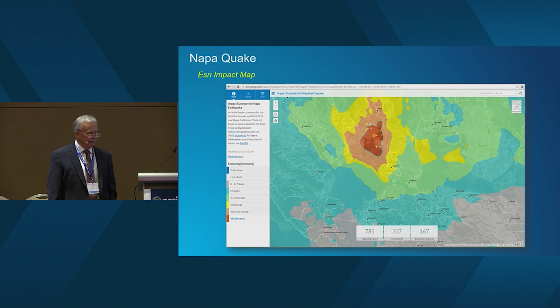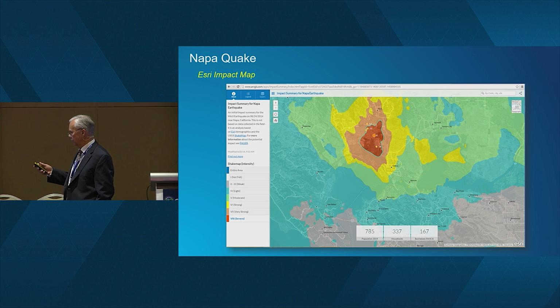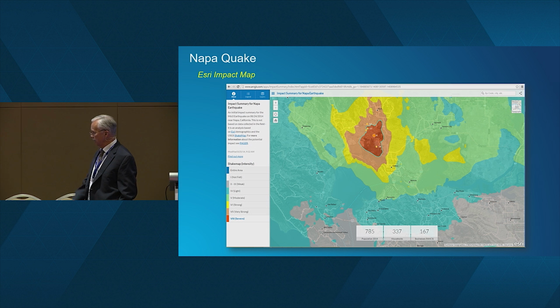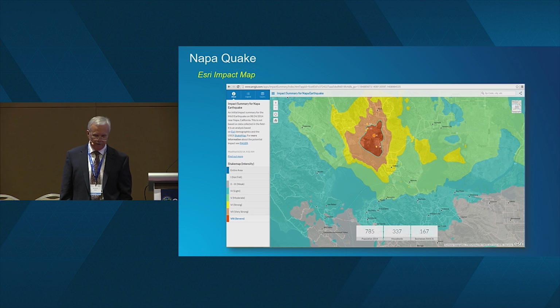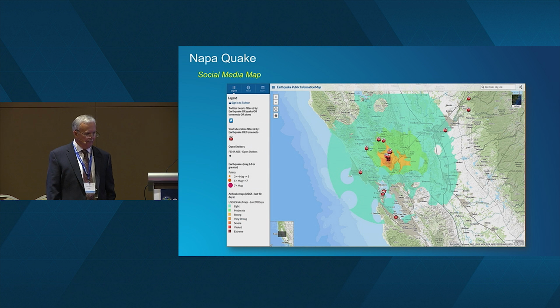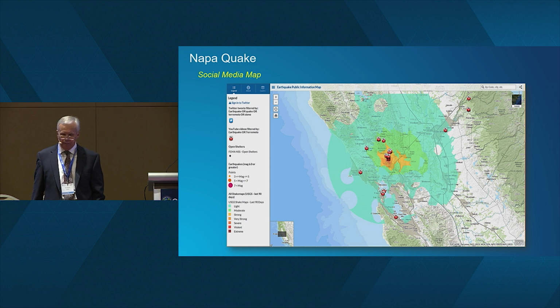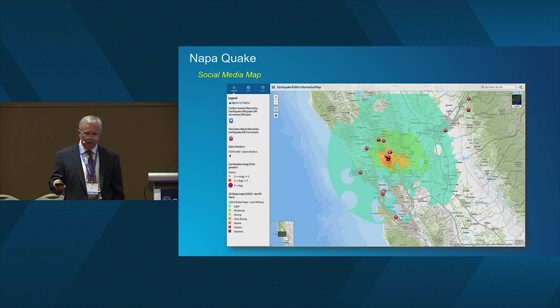The interesting thing was at Esri, we automatically take the shake map that USGS produces, we bring it into a web map, and then we enrich it with population data, infrastructure data. So this is something we routinely do, and then we provide it to the agencies. We also enrich it with social media. So we get an idea of what could be affected, and then through social media, within minutes, we start to see what really is affected.